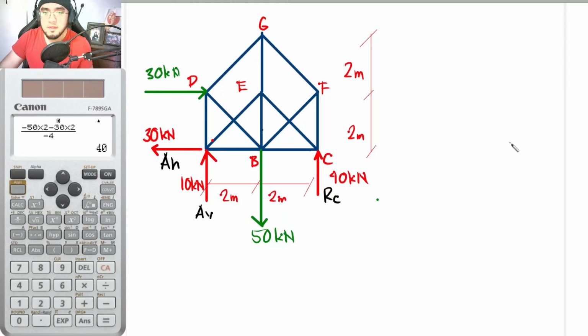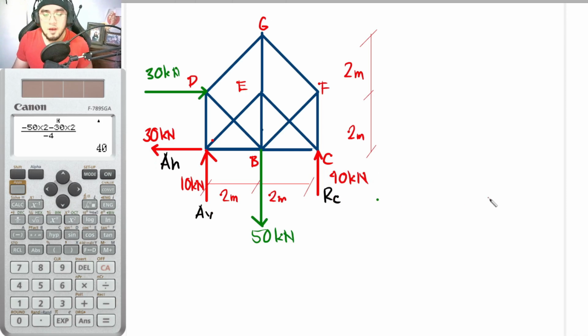Okay, so we now have this free body diagram. So this is the 30 kilonewton external load, this 50 kilonewton external load. And for the reactions, we have this 30 kilonewton load acting to the left, 10 kilonewton load acting upwards, and 40 kilonewton load acting upwards. So they are AH, AV, and RC respectively.